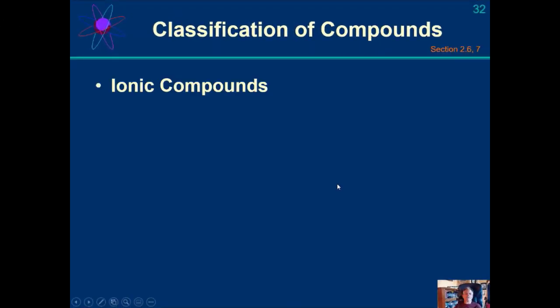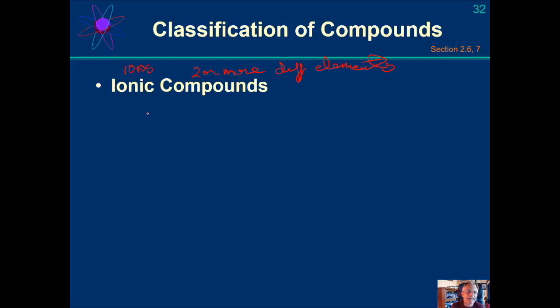Classification of compounds. Ionic compounds. Now, the word ionic is referring to ions. It's a compound, and if you remember, a compound is made up of two or more different elements. However, in ionic compounds, you have ions.